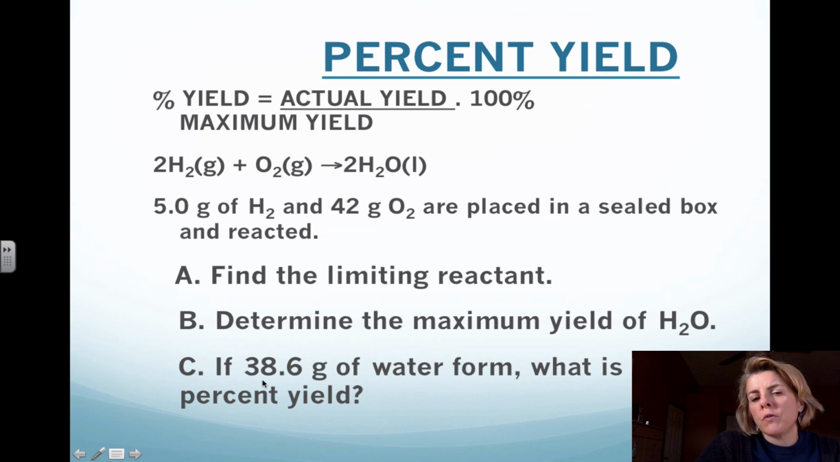So the question is, if you have 38.6 grams of water forming, what is the percent yield? Do you want to try this on your own? I think you can do it. We will definitely talk about this in class.